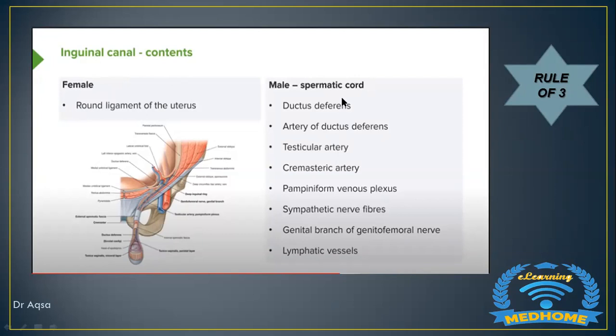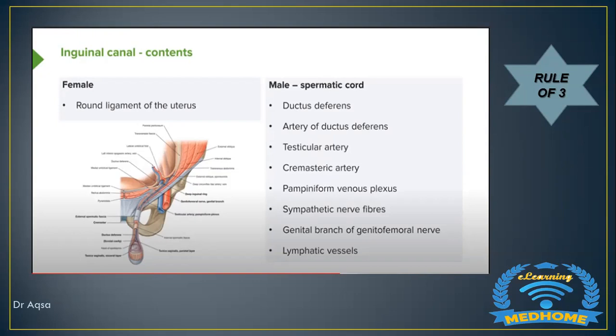Otherwise, we have 3 arteries, we have 3 nerves, and we have 3 other structures in case of inguinal canal. That is rule of 3. For rectus sheath, we had rule of 2. So 3 arteries. What are the 3 arteries? The first one is the testicular artery. The second one is the cremasteric artery. And the third one is the artery of vas deferens or ductus deferens. These are the 3 arteries.